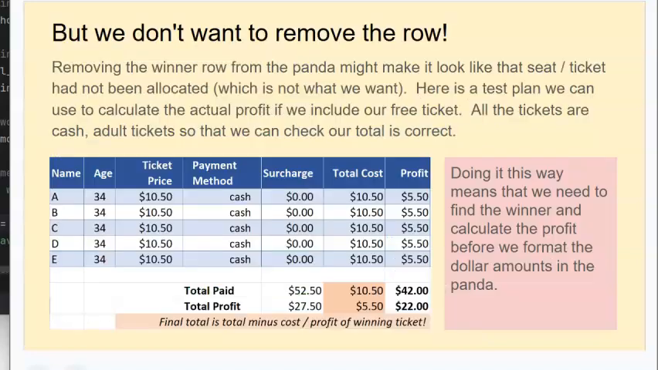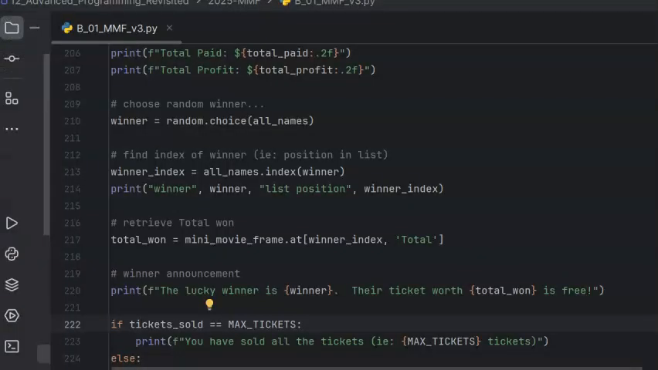In this case, removing the row could be a problem because it would make it look like the seat hasn't been allocated. It's much better to adjust our total paid and our total profit to show that we have actually removed the amount for the winning ticket. I've committed my working base to GitHub and then made a copy and called it version 3.